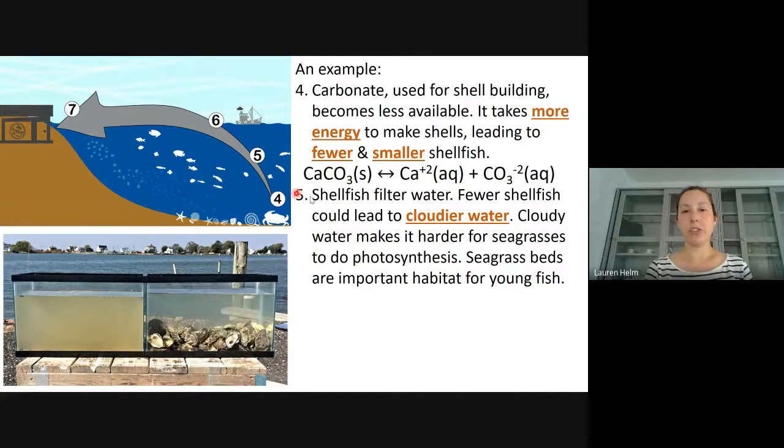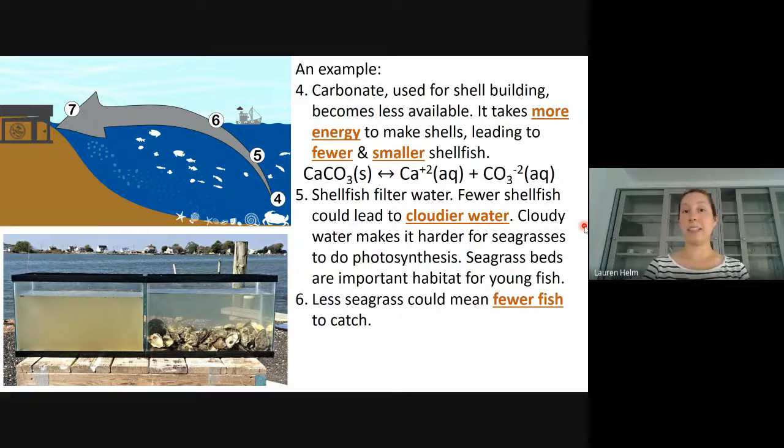Now, what do shellfish do? Well, shellfish filter water. If we have fewer shellfish, we're going to have cloudier water. Cloudier water doesn't let as much sunlight through. With less sunlight, our seagrasses aren't making as much product from photosynthesis. Now, seagrass beds are our habitat where young fish, so that's where our eggs are laid, and that's where the young fish stay safe and mature into adult fish. So less seagrass, less fish.